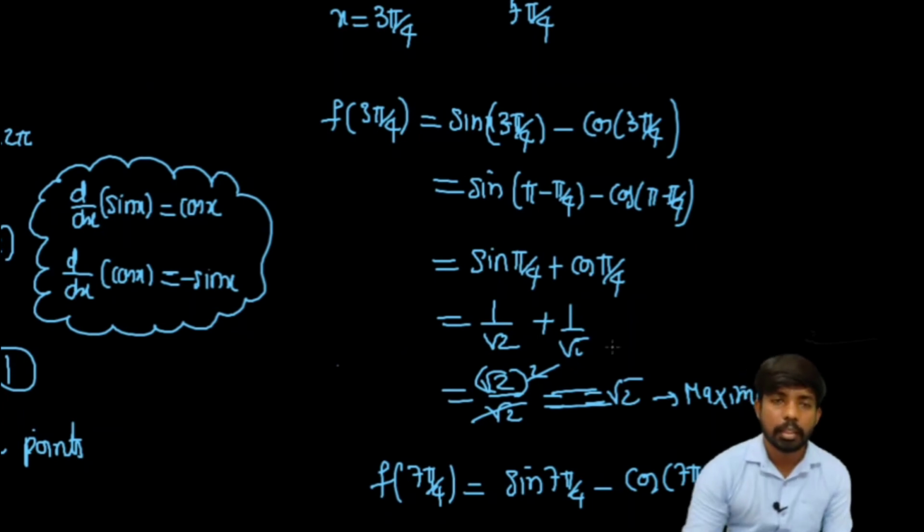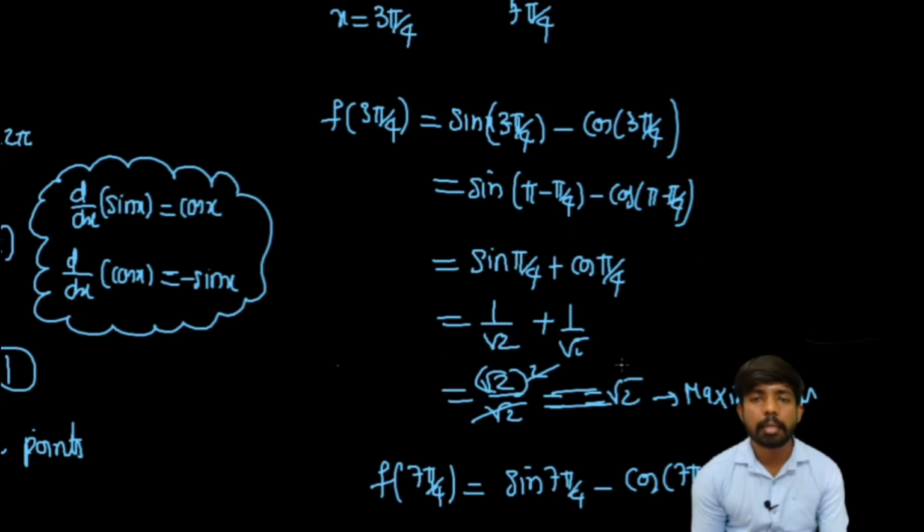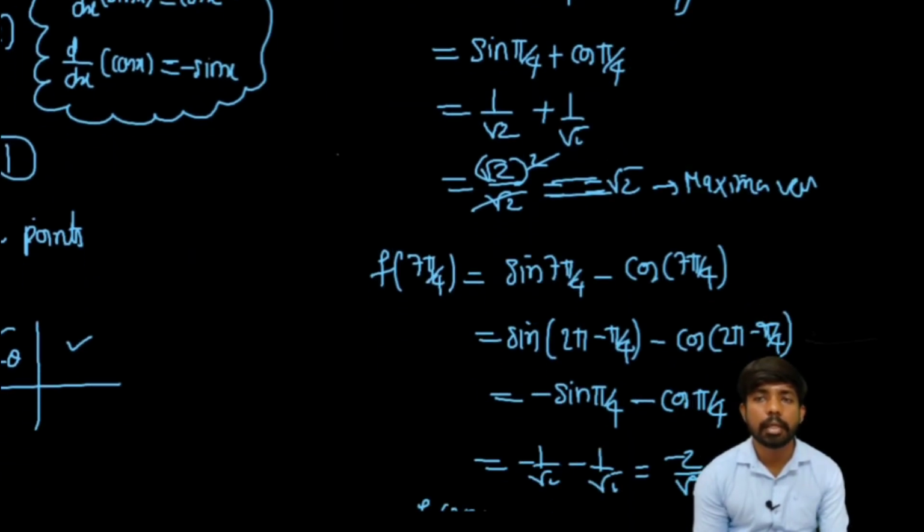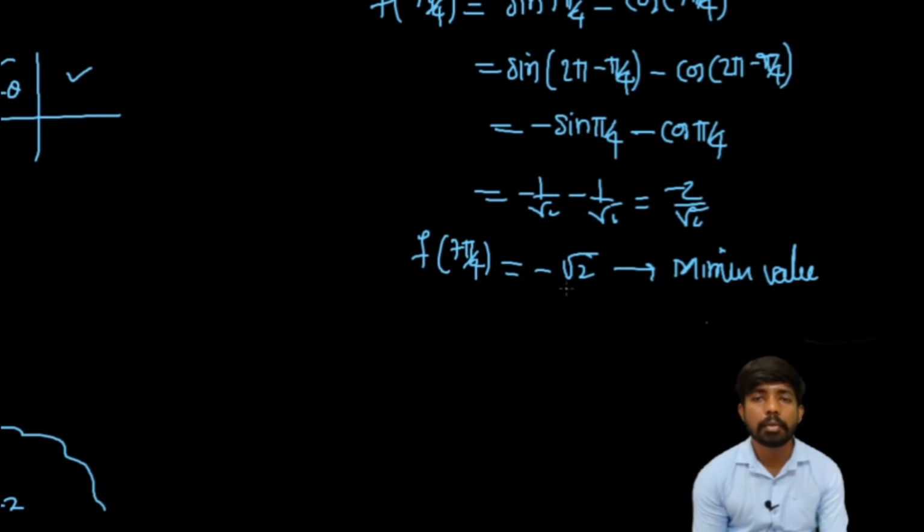The point of maxima is 3 pi by 4 and the maximum value is root 2. The point of minima is 7 pi by 4 and the minimum value is minus root 2. That's all, this is the answer.